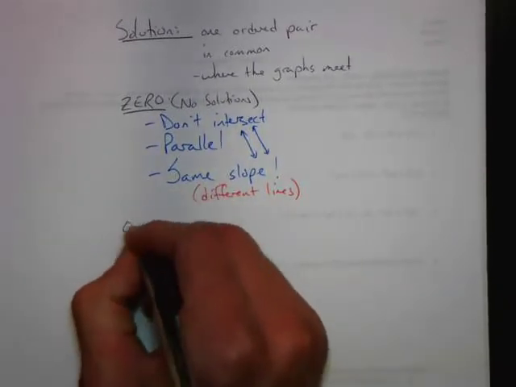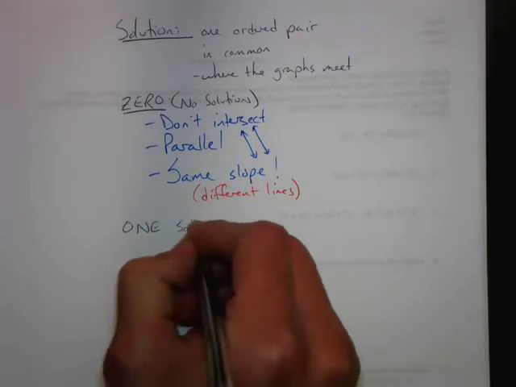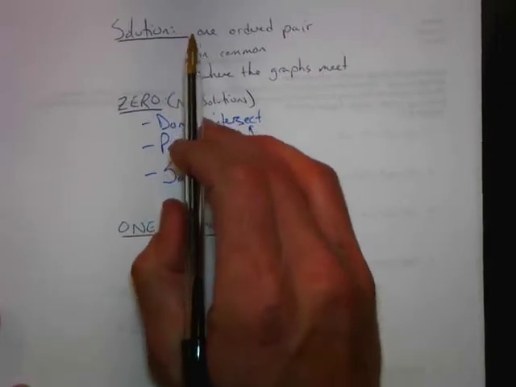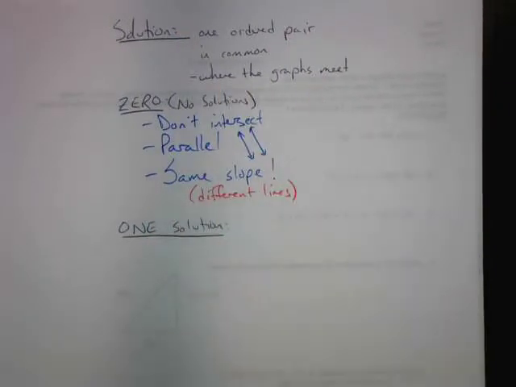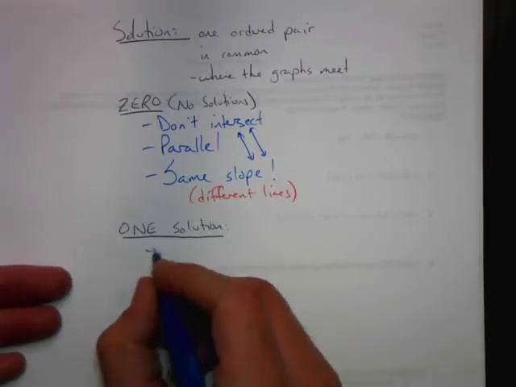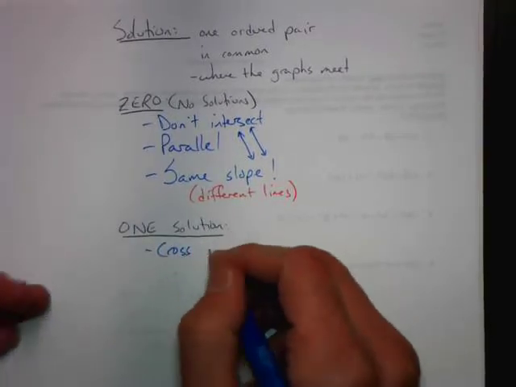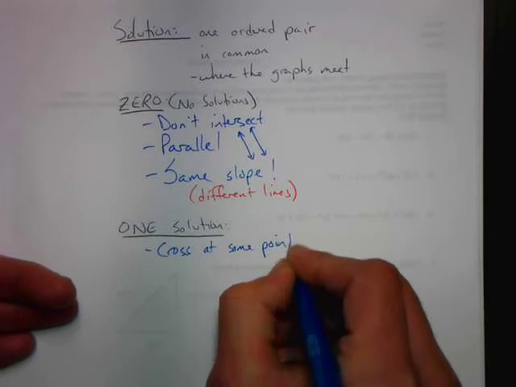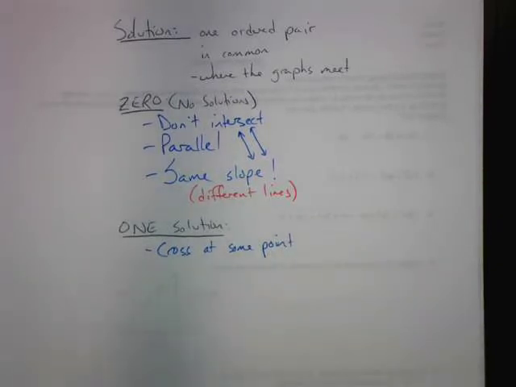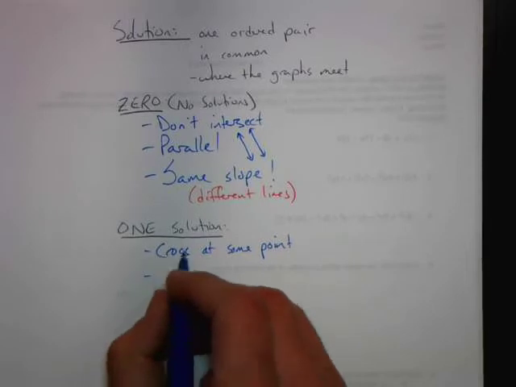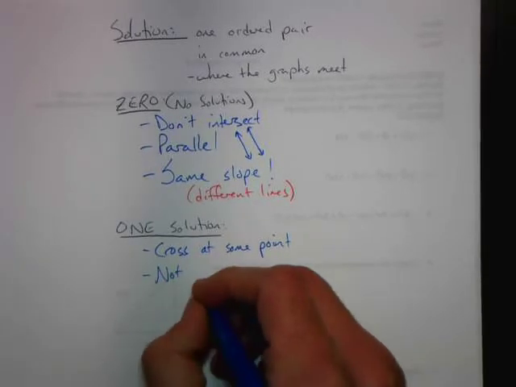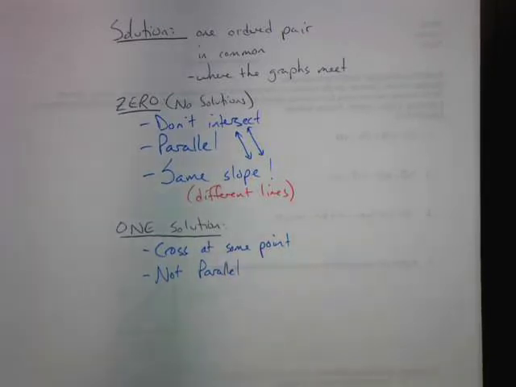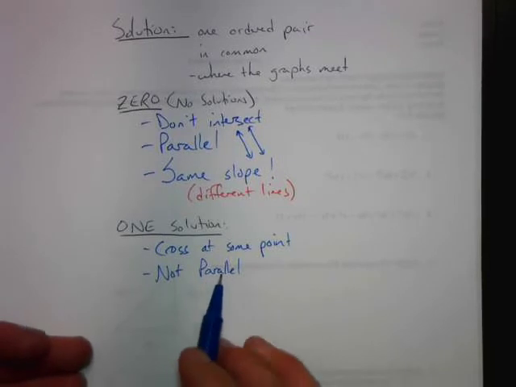So what does it mean to have 1 solution? Well, remember, what is the definition of a solution to a system of equations? It's where the graphs meet. That means the graphs cross. So that means the graphs cross at some point. And what does that mean in terms of the lines? That means they're not parallel. Doesn't mean they're perpendicular per se, it just means they're not parallel. Just because they're not something doesn't mean they are another thing. They're just not parallel.